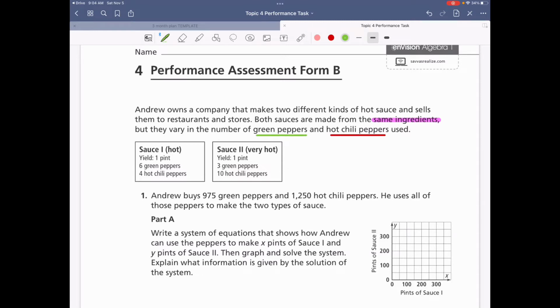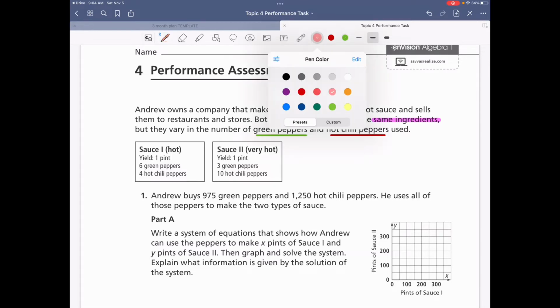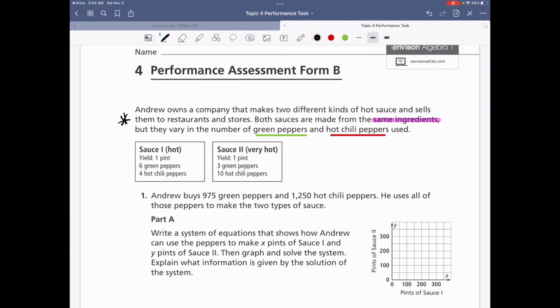And then there's a table here, and so in your project you are going to write the story on a poster board, and you're going to put that at the top of your poster board. Well, you'll put a title first, so come up with a creative title, and then you'll come up with a story. And then you'll make a table, and so you will have two different products. All right, so his two different products are sauce 1 and sauce 2, hot and very hot. So maybe you're making cakes, maybe you're making jewelry, but both items require the same ingredients, just different amounts.